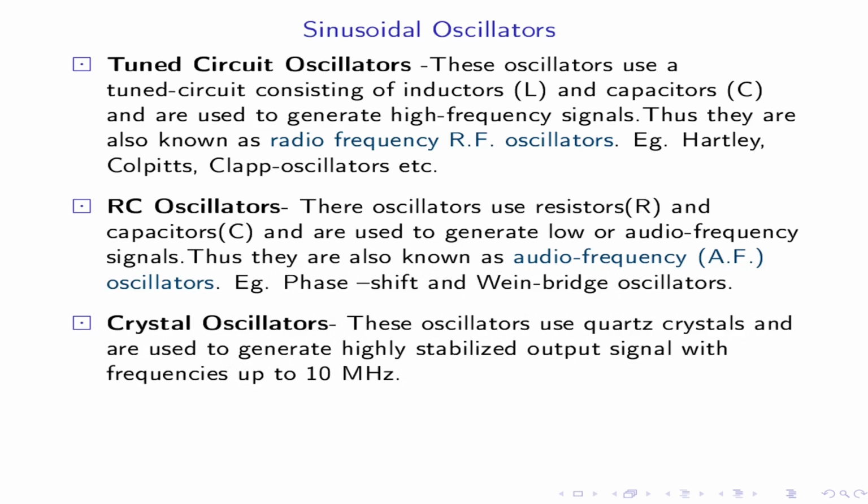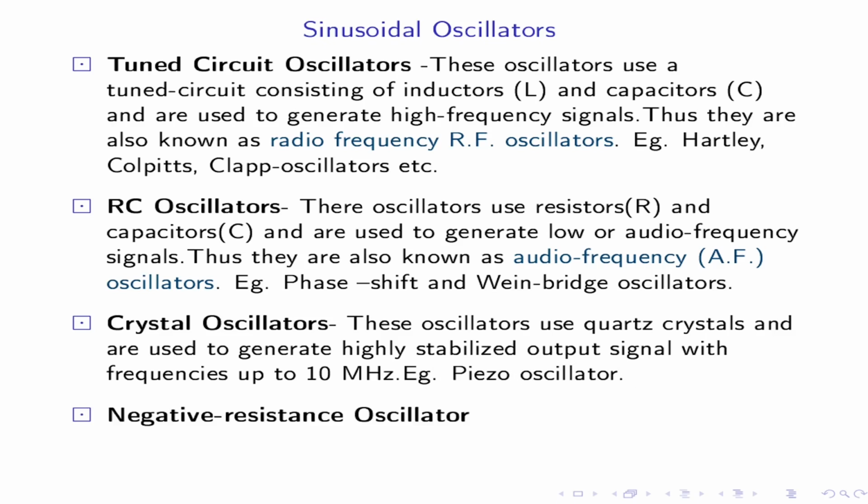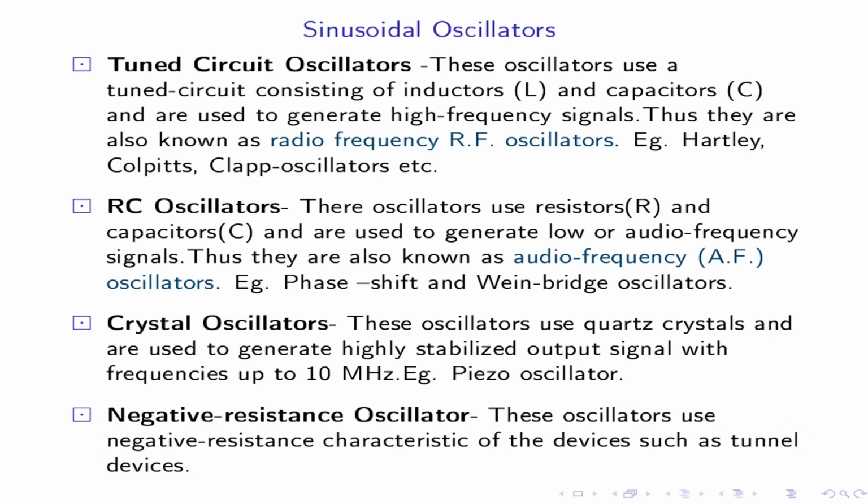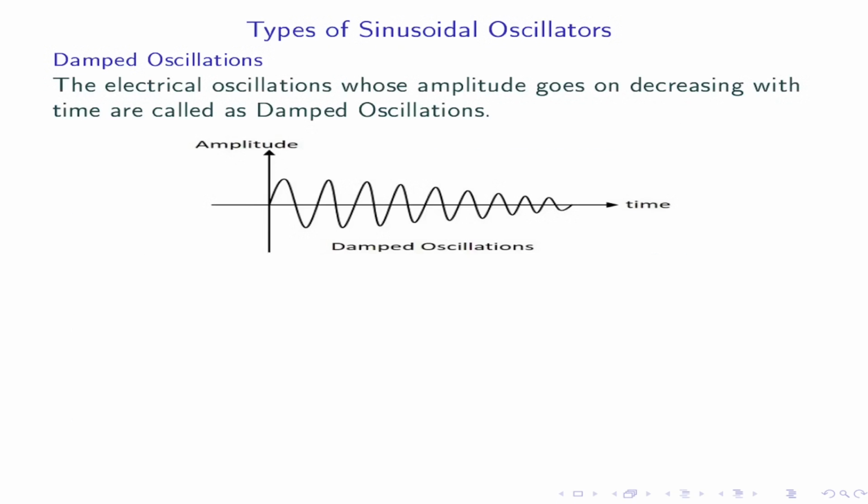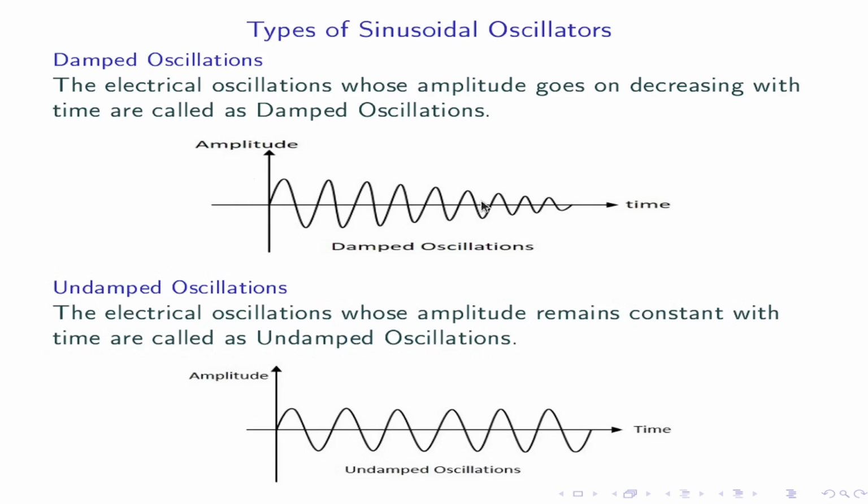Crystal oscillators use quartz crystals to generate highly stabilized output signal with frequencies up to 10 MHz. For example, piezo oscillator. Negative resistance oscillator use negative resistance characteristic of the device such as tunnel device. For example, tuned diode oscillator. There are two types of sinusoidal oscillations, damped oscillation and undamped oscillation. In a damped oscillation, the amplitude goes on decreasing with time. But in undamped oscillation, the amplitude remains constant with time.